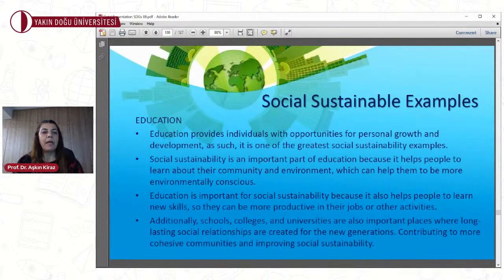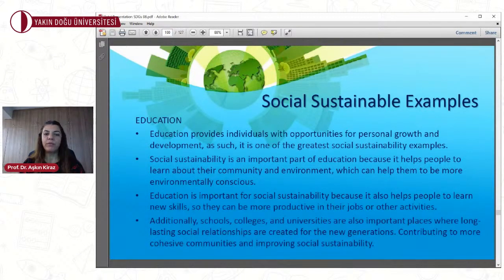Education. Education provides individuals with opportunities for personal growth and development. As such, it is one of the greatest social sustainability examples. Social sustainability is an important part of education because it helps people to learn about their community environment, which can help them to be more environmentally conscious.